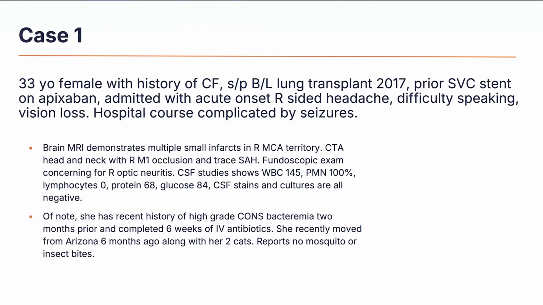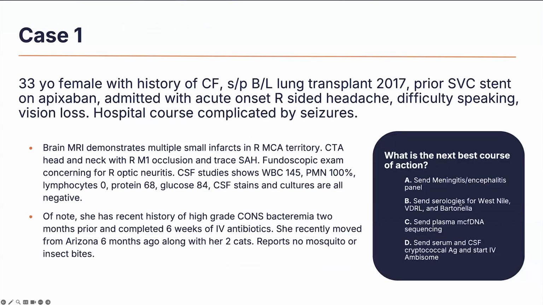We go back to our case of this lady who had a lung transplant, who presented with acute CVA, had elevated cell counts in her CSF, but negative cultures, and then recent history of coag-negative staph bacteremias. All right, so based on the polling for this test, up to half of the audience chose sending Karius testing, which is great. And then another 38% recommended sending ME panel. All right, can we show the answer?